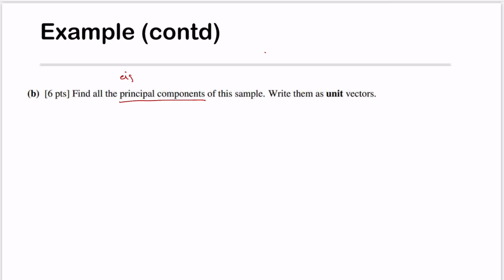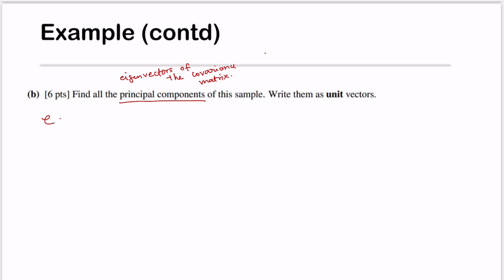Alright, so now we have to find the principal components of this particular sample. So what do we mean by principal components? They are nothing but the eigenvectors of the covariance matrix that is obtained from the samples. And we also have to write them as unit vectors. So the covariance matrix can be written as 1 by 6 times X dot transpose X dot, where X dot is nothing but the centered design matrix. So this will turn out to be equal to 2 by 3, 1 by 3, 1 by 3, and then 2 by 3.